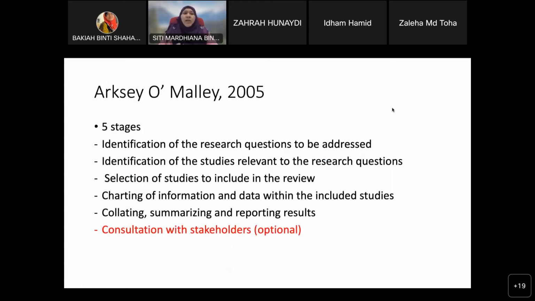For Arksey and O'Malley, you have 5 stages where you need to have identified the research questions to be addressed, okay, and then to identify the studies relevant to the research question, and then you will select the studies to be included in the review, and then charting of the information and data within the included studies, and you collate, summarize, and report the results. And it is optional whether you want to have a consultation with the stakeholders. This is usually when you are doing a scoping review where you want to inform the policymakers.